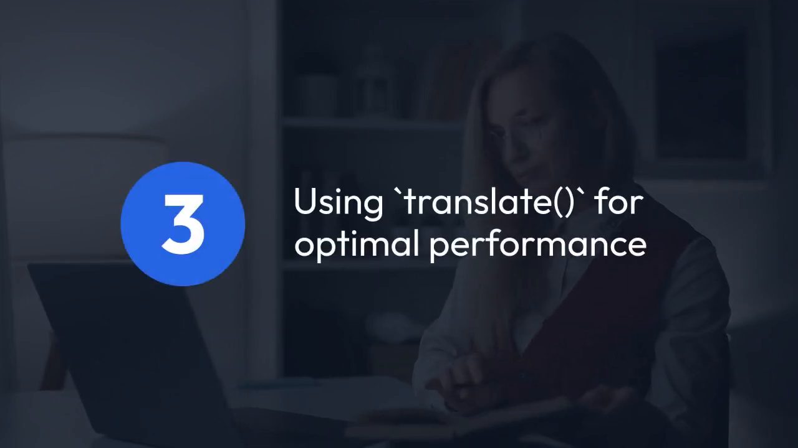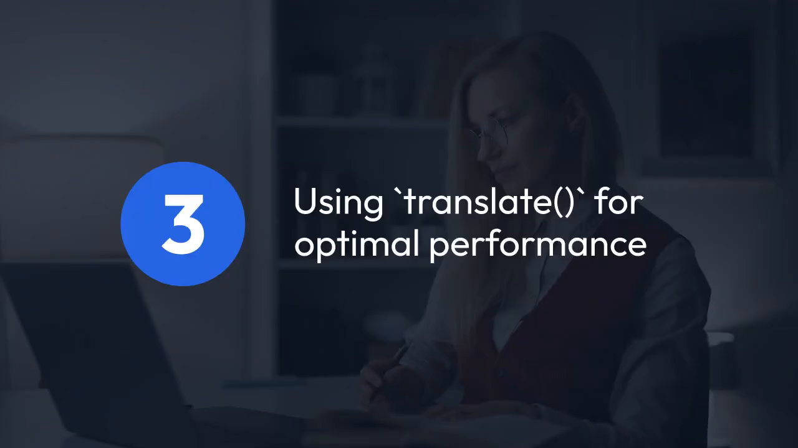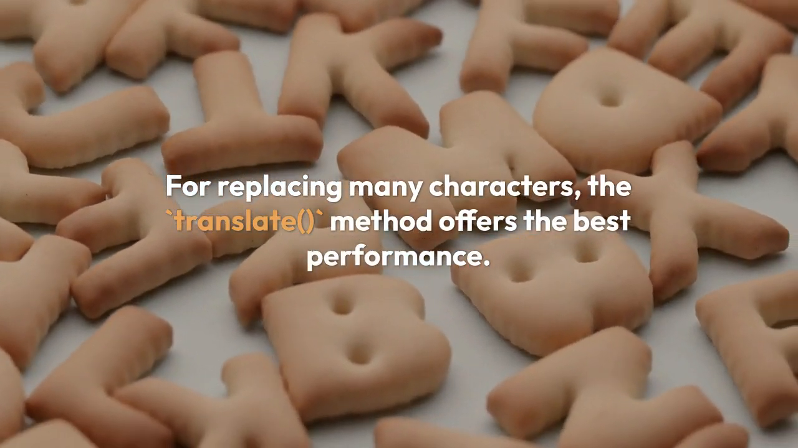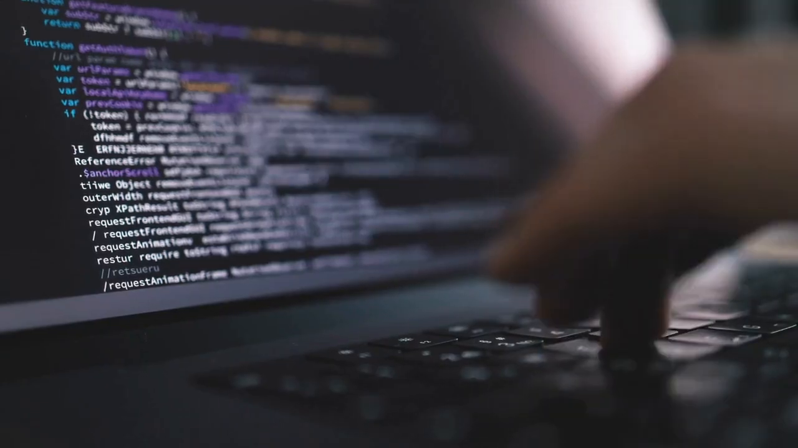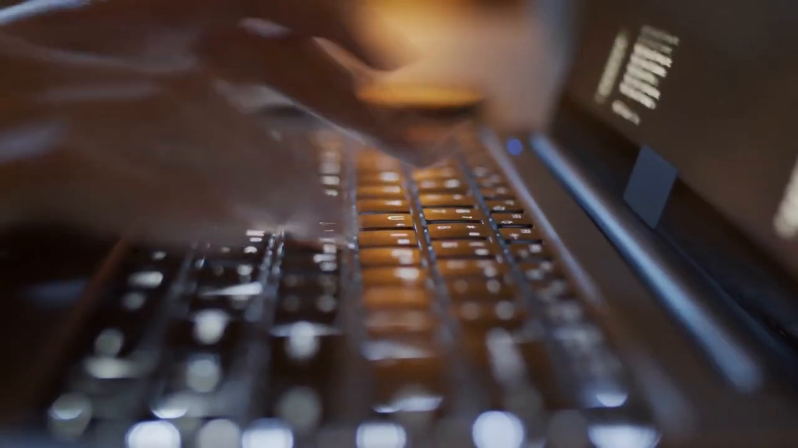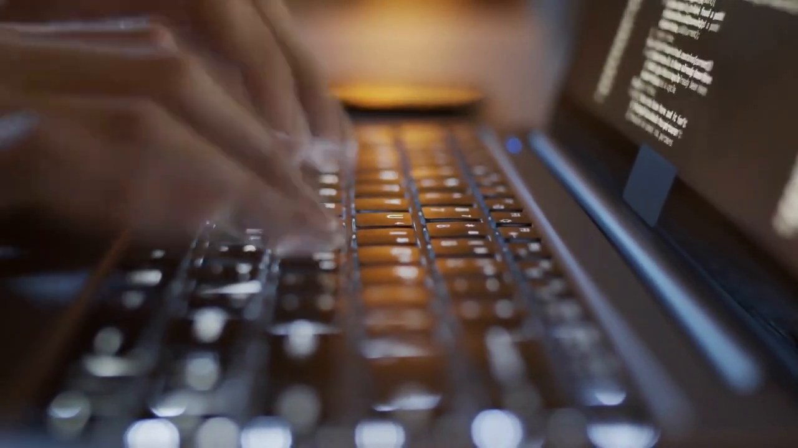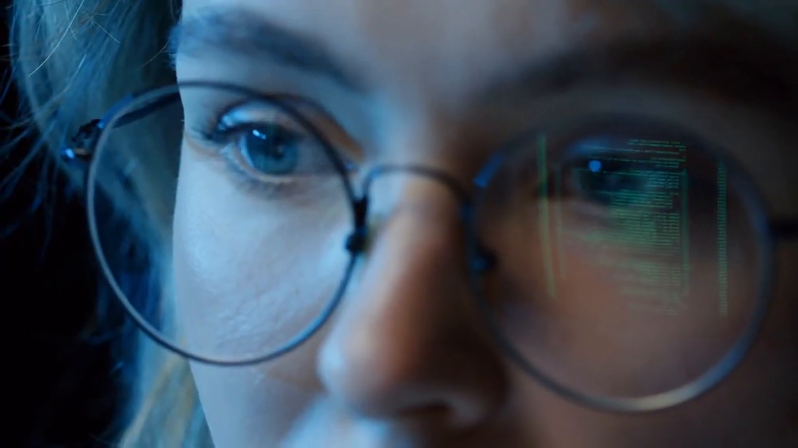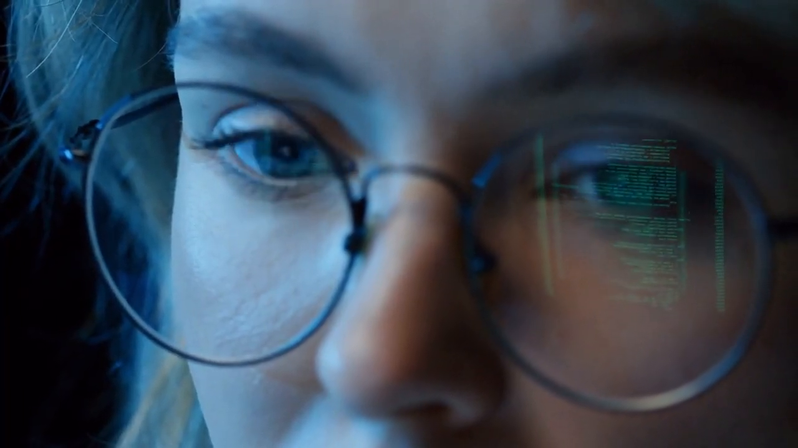3. Using translate for optimal performance. For replacing many characters, the translate method offers the best performance. This method requires creating a translation table using str.maketrans. You provide str.maketrans with 3 arguments: a string of characters to replace, a string of replacement characters of the same length, and optionally, a string of characters to delete. For instance, to achieve the same replacements as before, you do this.